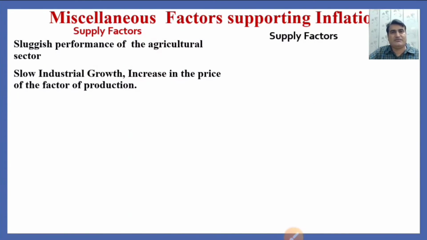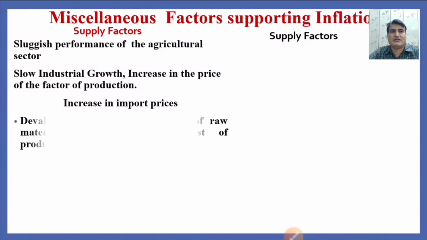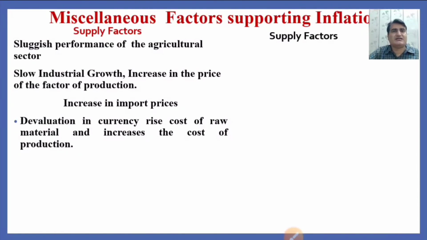And an increase in the price of factors of production, because the cost of raw material increases, the wages increase, and the interest to be paid by the producer on the borrowed capital rises. Through this increase in the price of factors of production, the cost of production goes up. As a result, the producer charges a high price for his product, so inflation happens in the economy. And the increase in import price also makes commodities expensive, and inflation is the result. Devaluation of currency raises the cost of raw material and increases the cost of production. As a result, there is inflation in the economy.